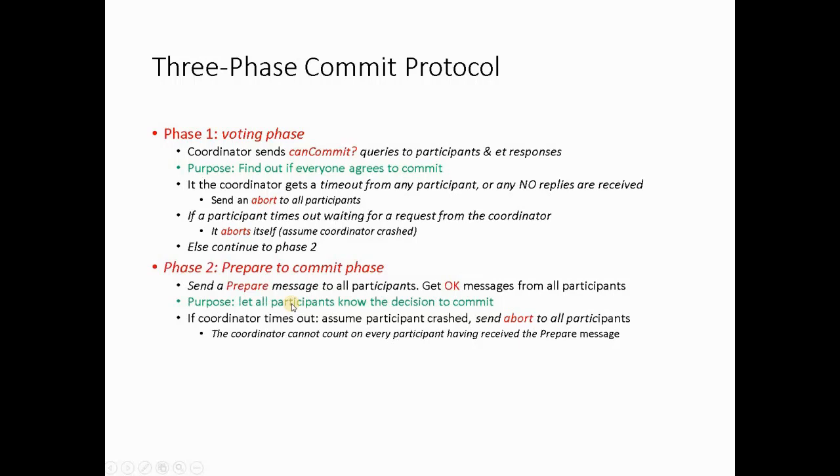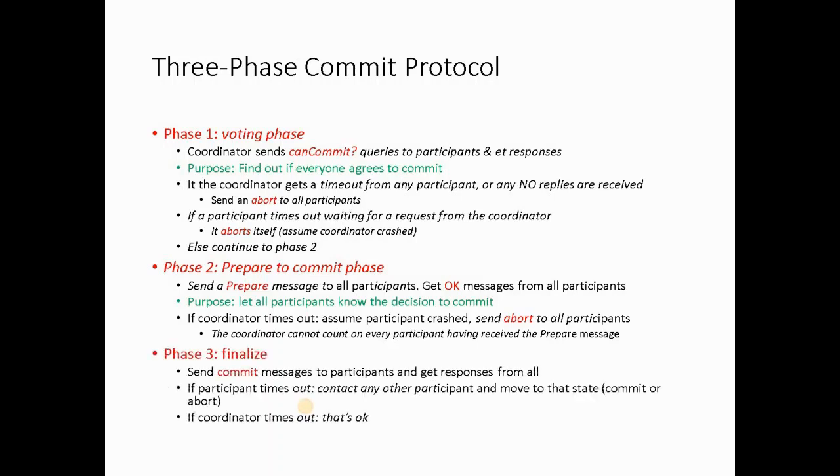Otherwise, it will continue to the second phase, which we call the pre-commit or prepare to commit phase. It will send the prepare message and expect acknowledgements from all the participants. Again, the purpose here is to let the participants know the decision. If the coordinator times out, it assumes that a participant crashed and sends abort to all participants, because the coordinator cannot count on every participant having received the prepare message. Phase 3 is the finalize or commit. It will send the commit message to participants and get responses. If they time out, then they contact any other participant and move to that state. If the coordinator times out, that's okay.